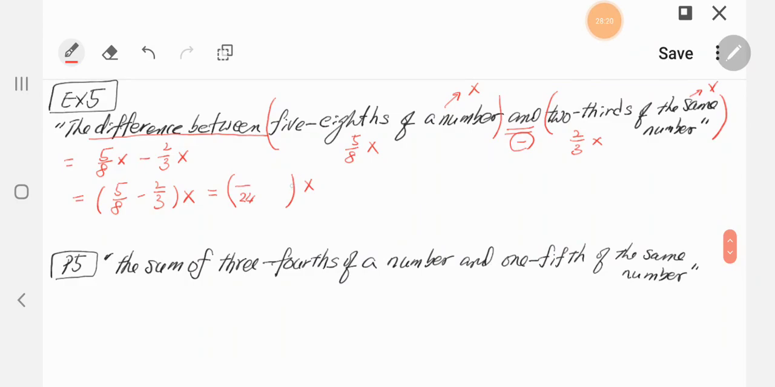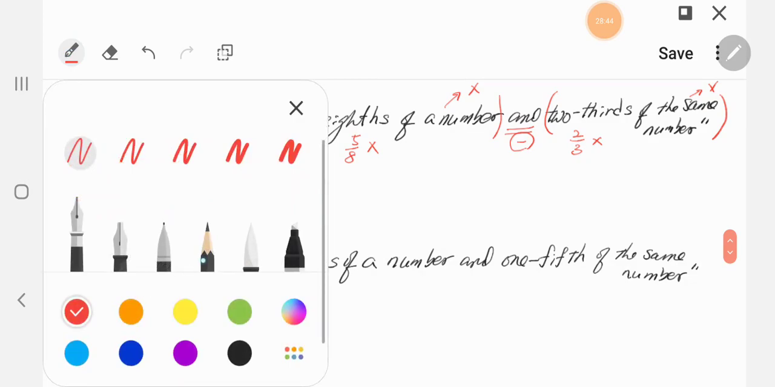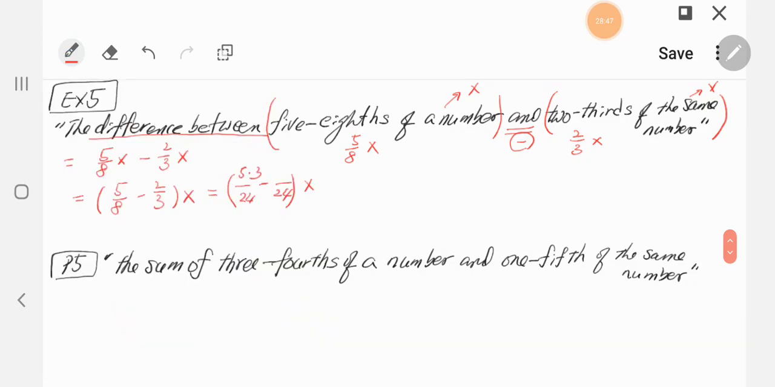24. So 8 is multiplied by 3, so multiply the numerator by 3. Right? Can I write it one more time? 5 times 3, right? Minus, okay, 24. This 3 is multiplied by what? 8 to make 24. So multiply the numerator by 8. Okay, so multiply the numerator, which is 2, by 8. Can you see it?